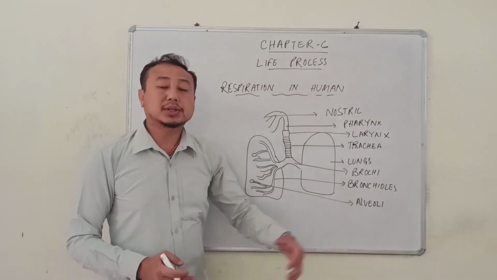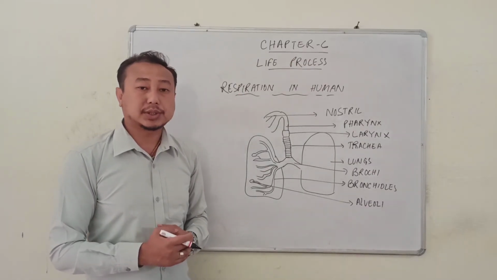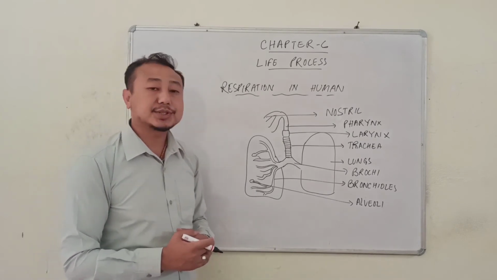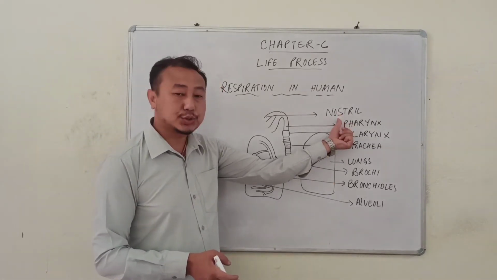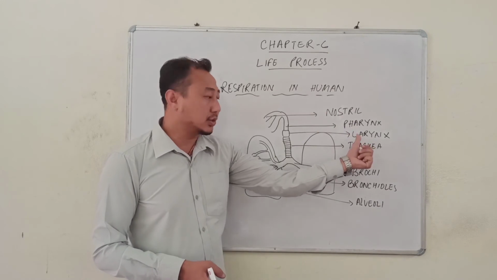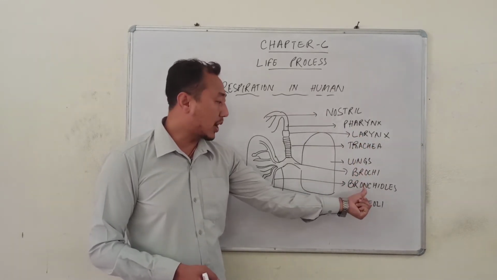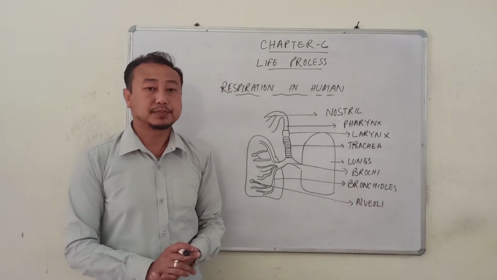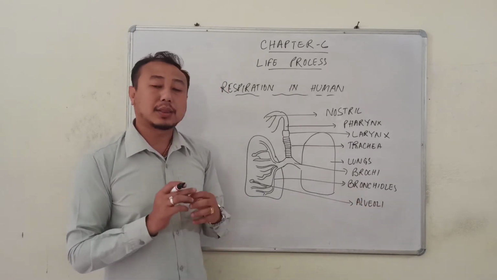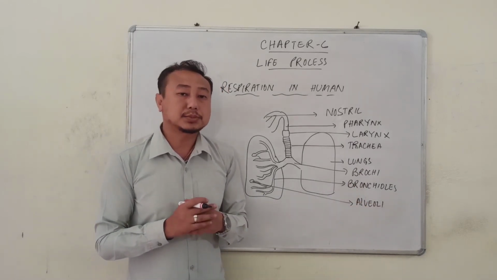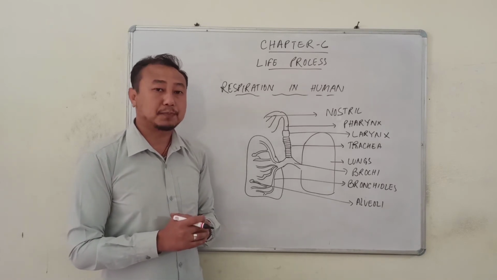So this is a simple diagram of a human respiratory system. The respiratory system in human beings includes the nostril, pharynx, larynx, trachea, and lungs. Inside the lungs, there will be the presence of bronchi, bronchioles, and alveoli. So let us see, one by one, the things that are performed by these parts of the respiratory system.